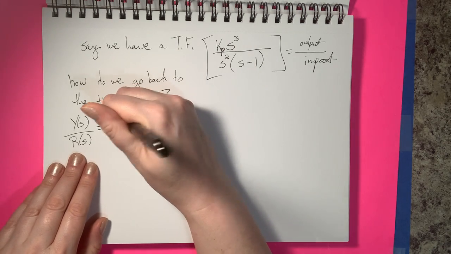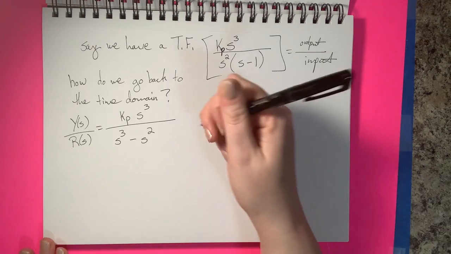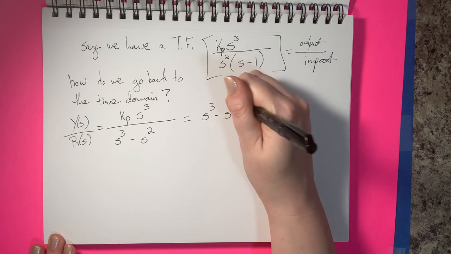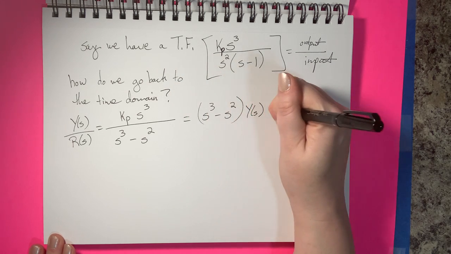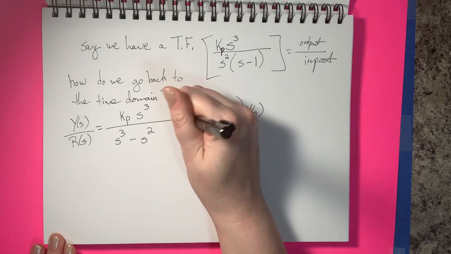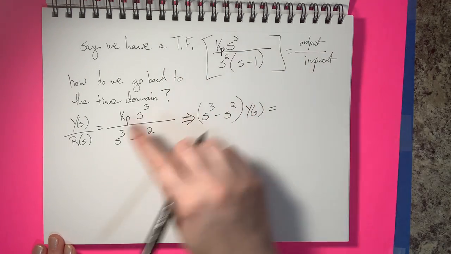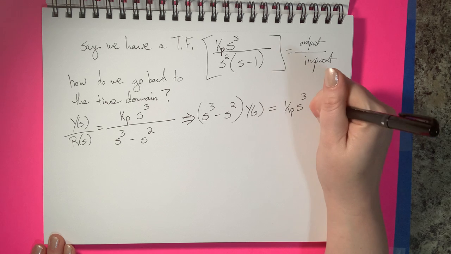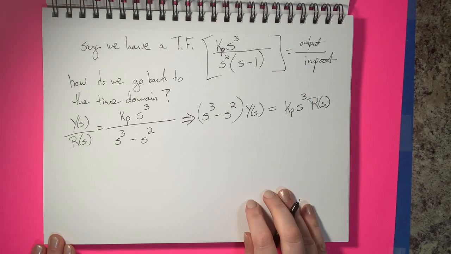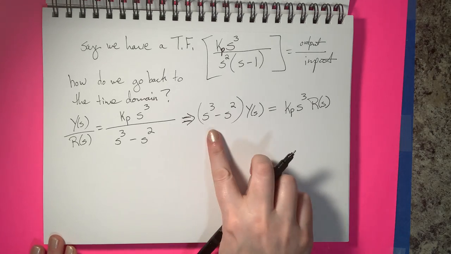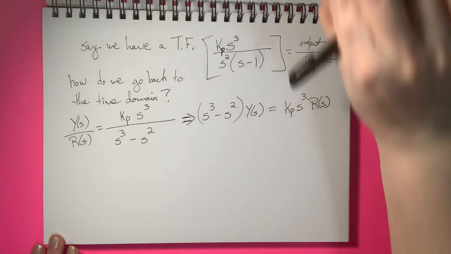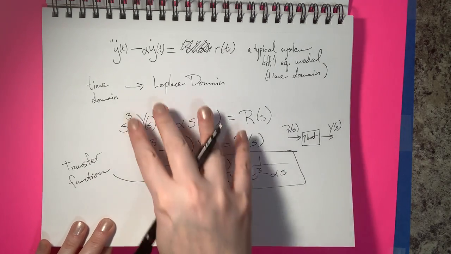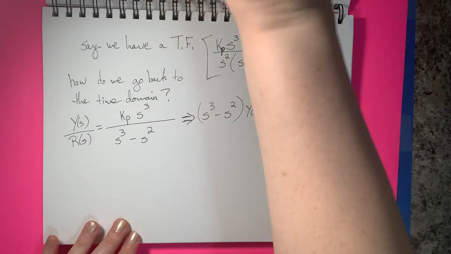Okay, let's do our multiplication. So we have s cubed minus s squared times the y of s term. And this actually should be an arrow, not an equal sign. And then we have, if we multiply this through, kp s cubed r of s. Okay. All right. So we've got these terms right here. Now it's starting to look just like our first step here, okay? And we took it down here, so now we just need to go the other direction, okay?